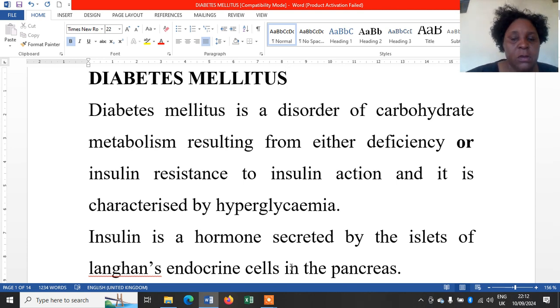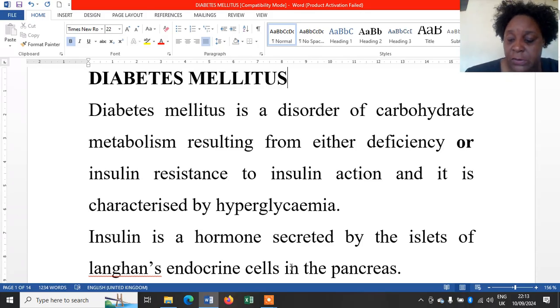Good morning. We are going to talk about diabetes mellitus in pregnancy, and it is one of the commonest medical disorders. A midwife should be able to detect early and plan early for delivery in order to have good perinatal outcomes. So diabetes mellitus is a disorder of carbohydrate metabolism resulting from either deficiency or insulin resistance to insulin action, and it is characterized by hyperglycemia.